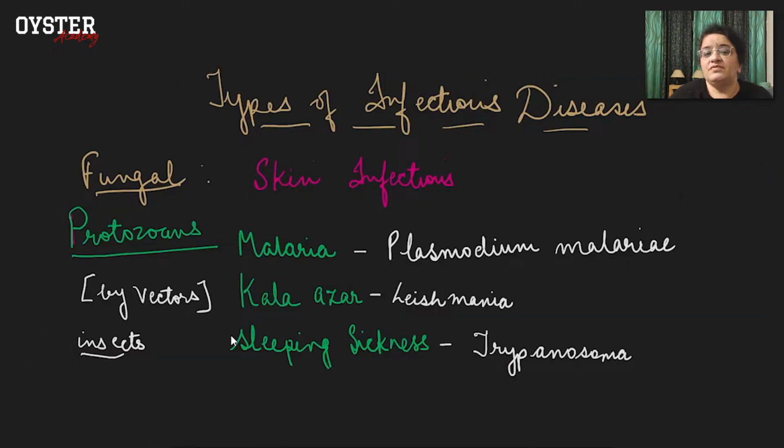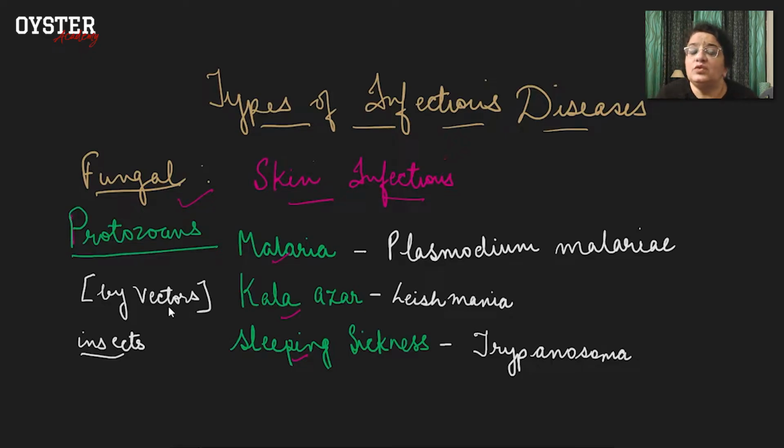Now the next type of diseases are caused by fungus, so they are known as fungal diseases. They are generally called skin infections. The next type of microbe are the protozoans. They are generally all unicellular. Malaria, Kala Azar and sleeping sickness: these three diseases are generally caused by insect bites, and these insects act as vectors. Vectors we will be discussing in the coming video also.